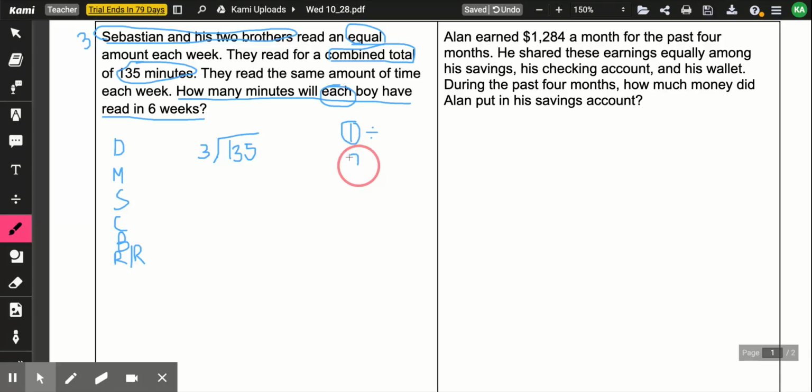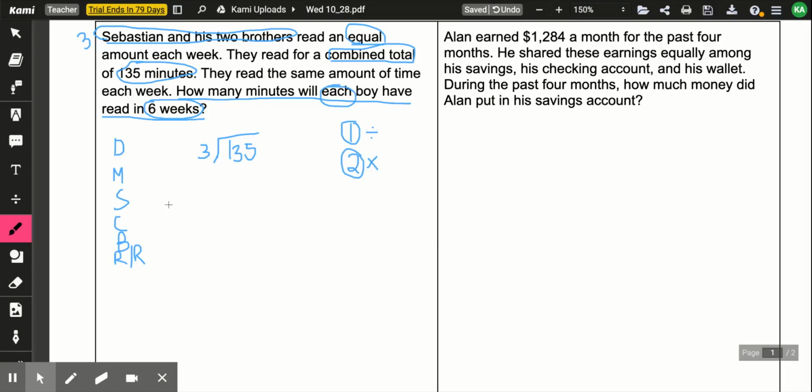Now, what do you think our second step is going to be? So our second step is going to be to multiply. So once we know how much each boy read in 1 week, this is then asking how much they read in 6 weeks. So I would take that number and I need to multiply it by 6 weeks because this number gives me 1 week.